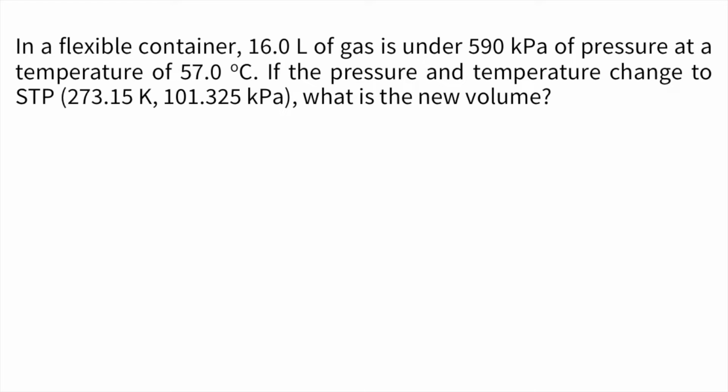So let's look at each of the given. We have here 16 liters of gas. So this is your initial volume, or V1. Under 590 kilopascal of pressure, so this is your initial pressure, or P1. At a temperature of 57 degrees Celsius, so this is your initial temperature, or T1. If the pressure and temperature change to STP, what is the new volume?